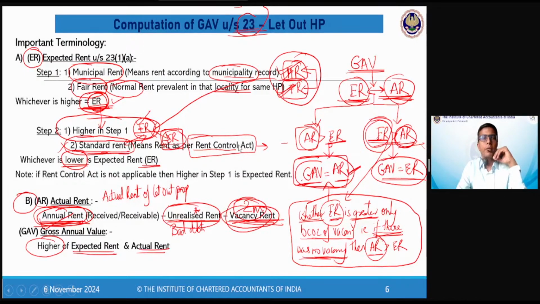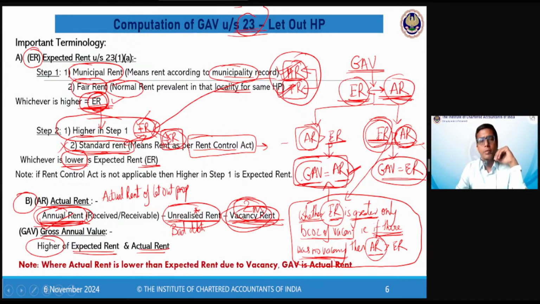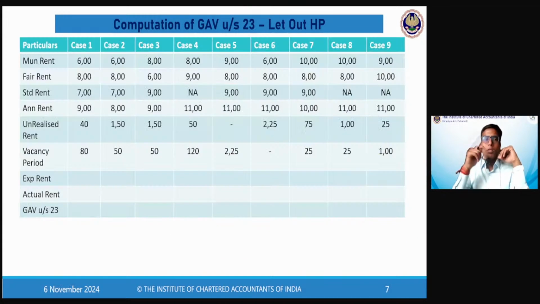Now, let me take you to practical sums. I have crafted some examples. We will solve together so that I will also get to know whether you have understood this or not. These are the actual questions that you get in exams. Obviously, the question will be for computing the entire HP income, not only GAV, but the starting point would be GAV. So it is like this.